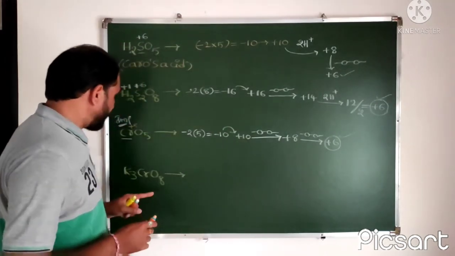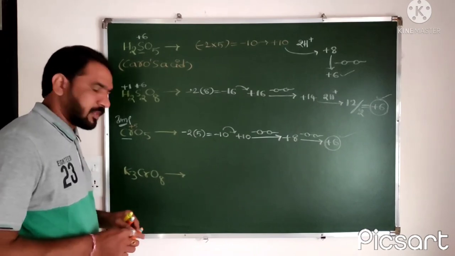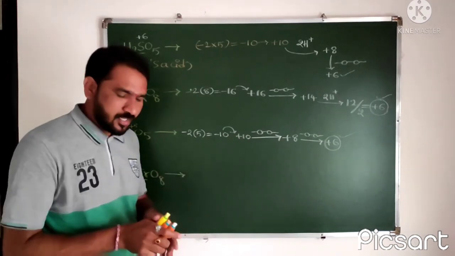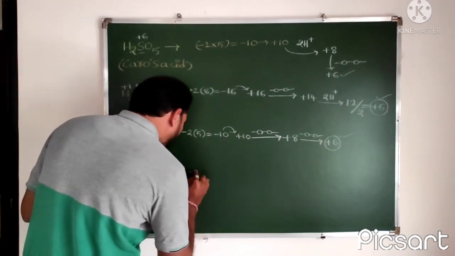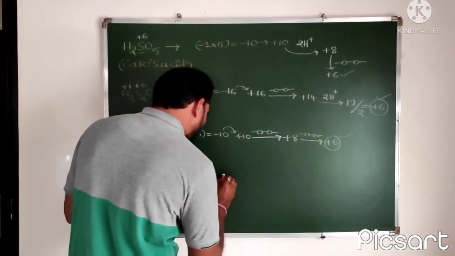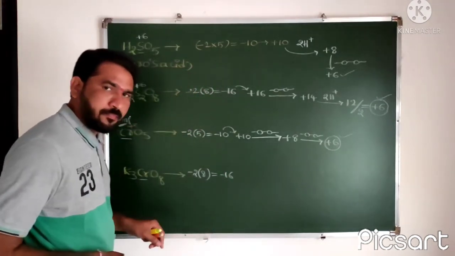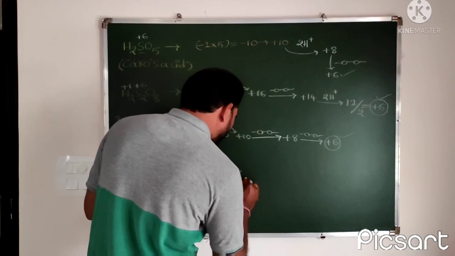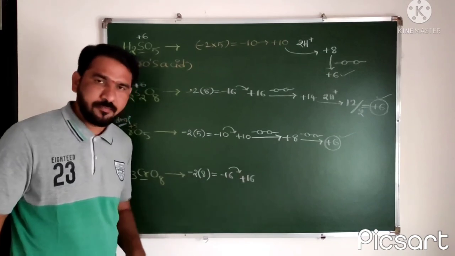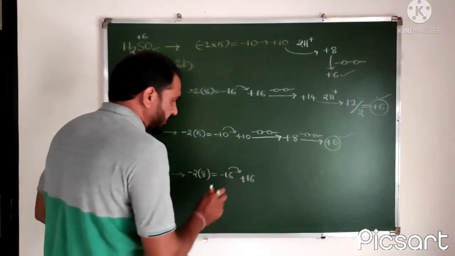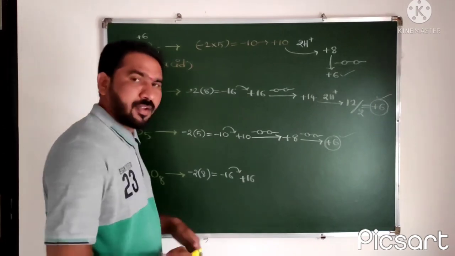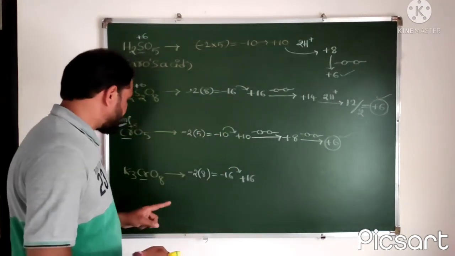Then coming to K3CrO8. Here also we need to find the oxidation state of chromium. Same calculation: minus 2 into 8, the number of oxygens here, equals minus 16. It means plus 16. Is it clear? This is also a neutral molecule, so plus 16. Among the plus 16, plus 3 is deducted for the 3 K plus ions. The rest is plus 13. Plus 13 is the oxidation state of chromium.